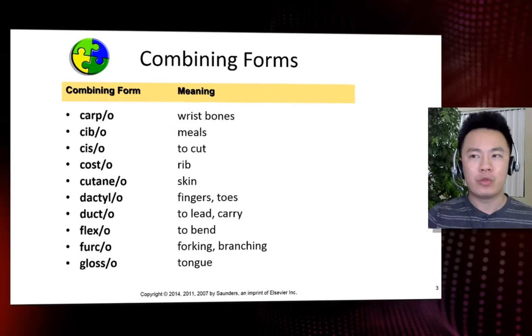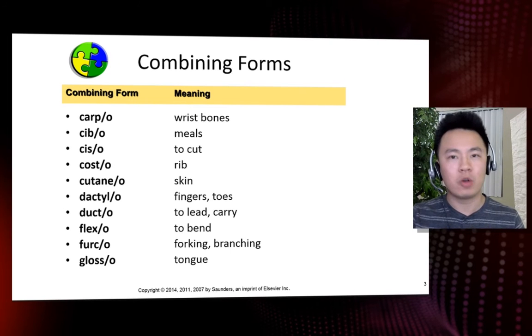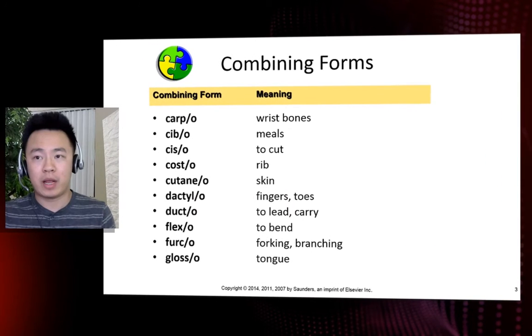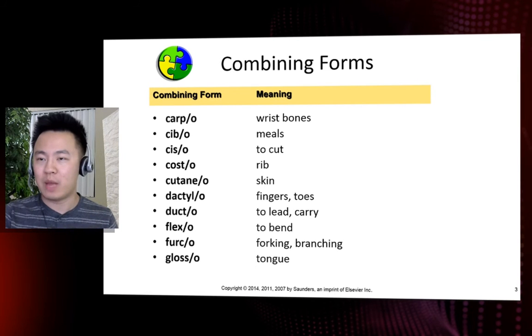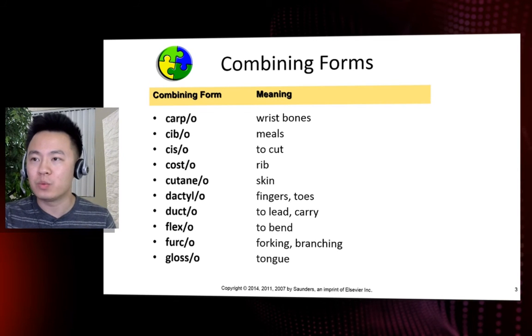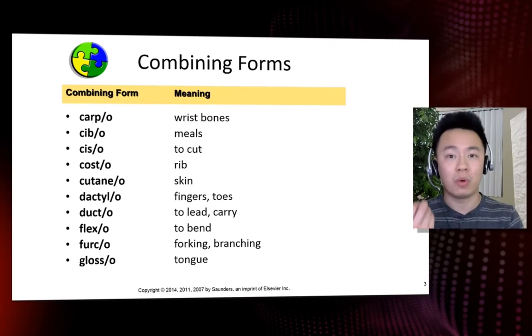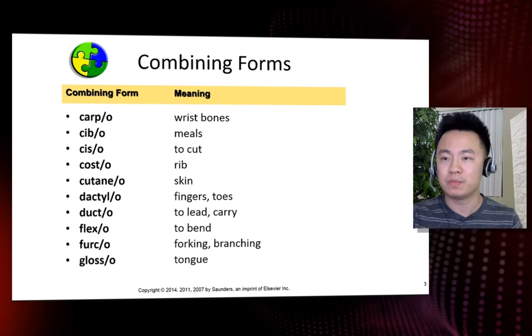I'm not going to go through all of these combining forms, but I'll highlight some that I would recommend you want to know. For example, you want to know carpo, which means wrist bones. For example, carpal means pertaining to the wrist bones. Scisso, which means to cut, very similar to scissors, the scissors that you use to cut paper or whatever. Here's a confusing one, costo.